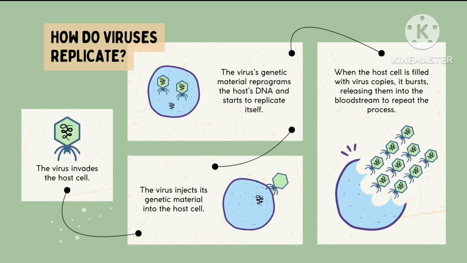How do viruses replicate? The virus invades the host cell. The virus injects its genetic material into the host cell. The virus's genetic material reprograms the host's DNA and starts to replicate itself. When the host cell is filled with virus copies, it bursts, releasing them into the bloodstream to repeat the process.